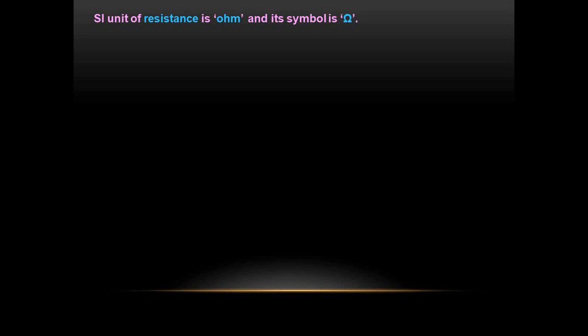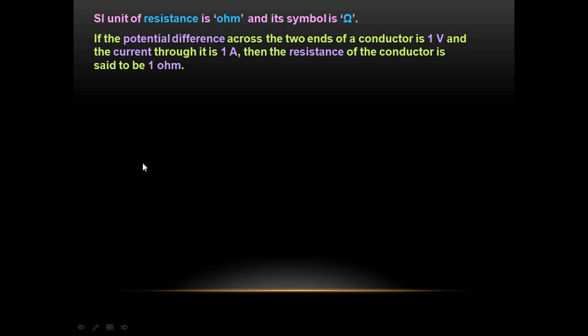Then the resistance is measured in a unit called ohm, and it is denoted by the symbol omega. If the potential difference across the two ends of the conductor is 1 volt and the current through it is 1 ampere, then the resistance of the conductor is said to be 1 ohm. That means 1 ohm is defined as follows: if a potential difference of 1 volt is maintained between the ends of the conductor when the current through the conductor is 1 ampere, then the opposition offered, the resistance, is called 1 ohm resistance. And the SI unit of resistivity is the ohm meter.